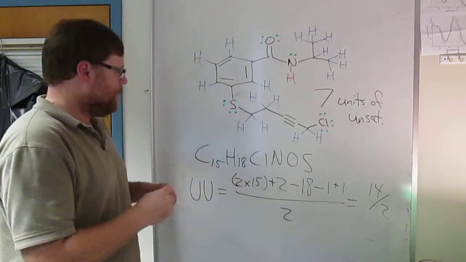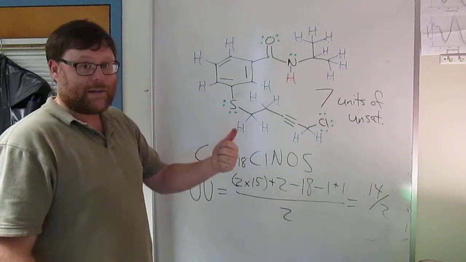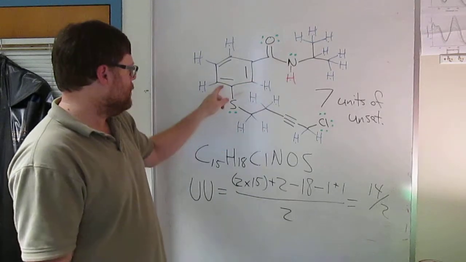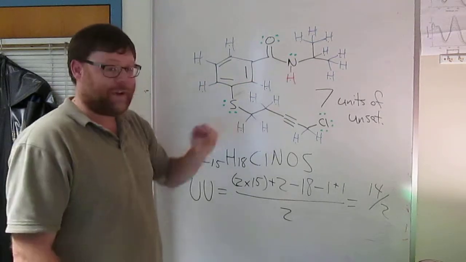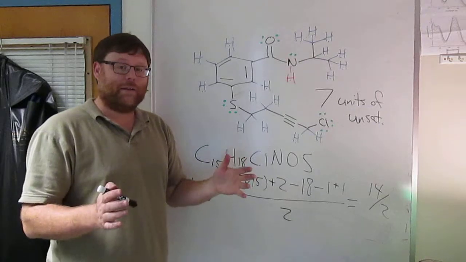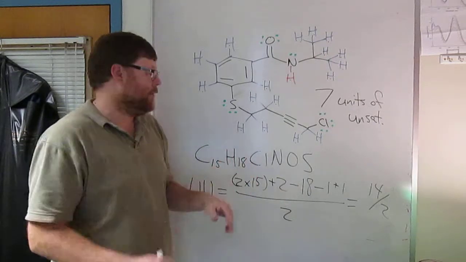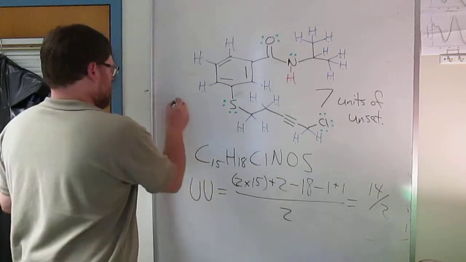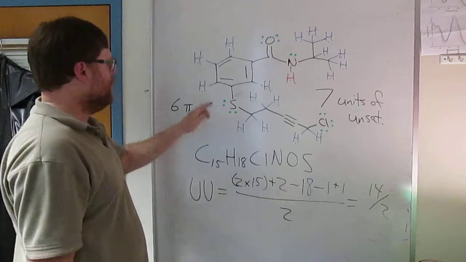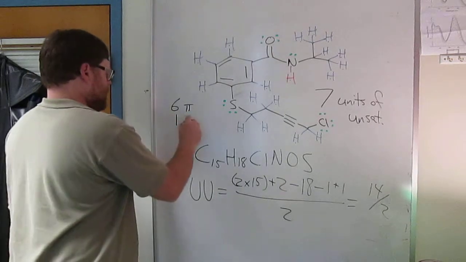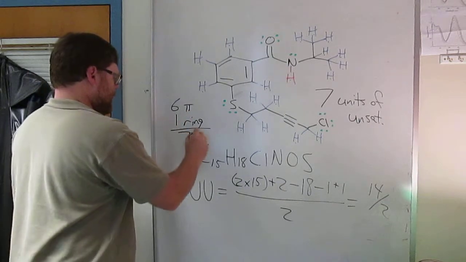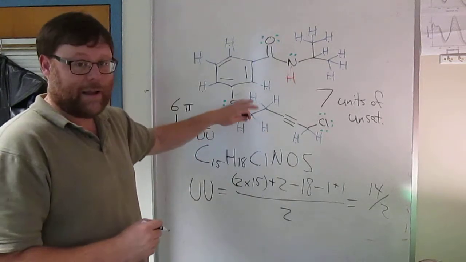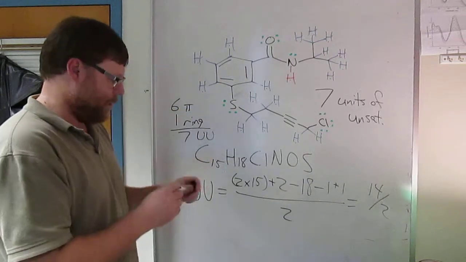Is that accurate? Remember, a ring is an unsaturation, a pi bond is an unsaturation. 1 pi bond, 2 pi bonds, 3, 4, 5, 6. Remember, a carbon-carbon triple bond is 2 pi bonds, sigma and 2 pi bonds. So 1, 2, 3, 4, 5, 6. 6 pi bonds, 1 ring. 7 units of unsaturation. So the formula works out. You could just do this at a glance. I gave you a structure so you didn't have to do this, but I thought we'd work through it.